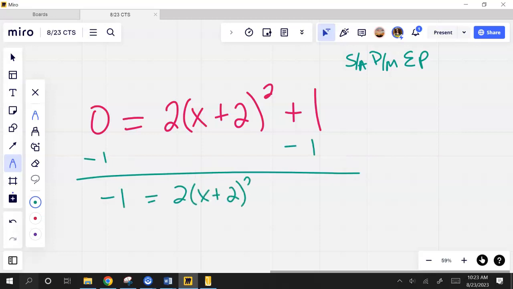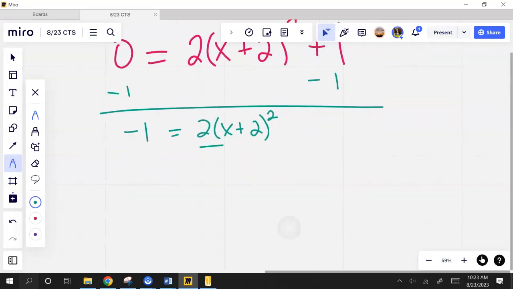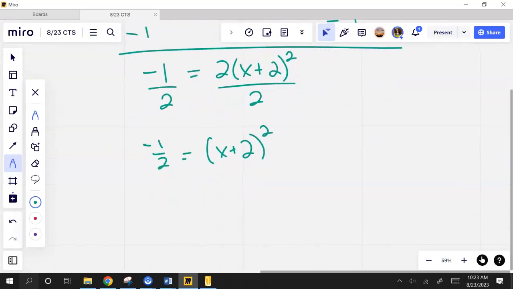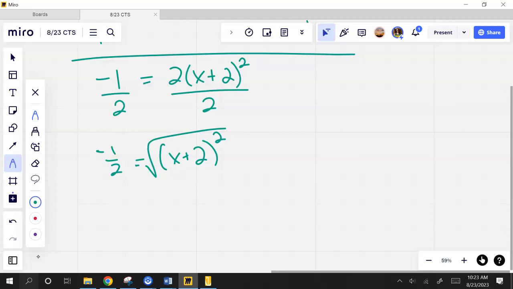2 times (x plus 2) squared. Now what? Divide by 2. So negative 1/2 equals (x plus 2) squared. Square root. I've got to keep going until x is completely by itself. Square root.